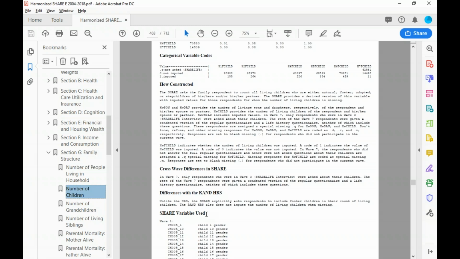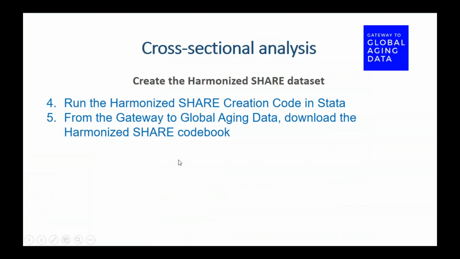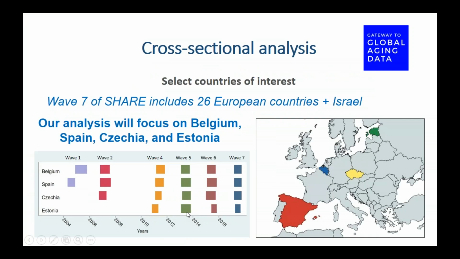So this analysis that we're going to do today, you could do almost exactly the same way using the harmonized HRS or the RAND-HRS data, or the harmonized ELSA for England, or harmonized CHARLS for China. There's a lot of different harmonized data, and you can find all of those on the Gateway to Global Aging data. So let's just close this for now and go back to our slides.